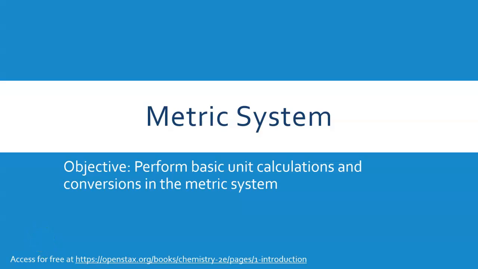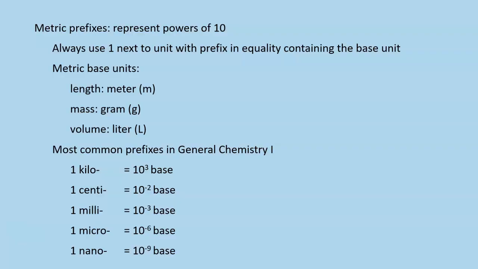This video series is all about examples using the metric system. So as a quick intro, remember that your metric prefixes are going to represent powers of 10. And when we use the equalities for metric prefixes, we always want to put 1 next to the unit with the prefix in an equality that contains the base unit.